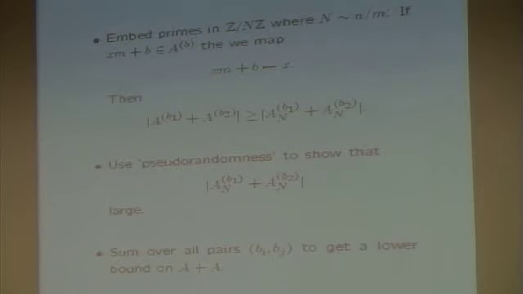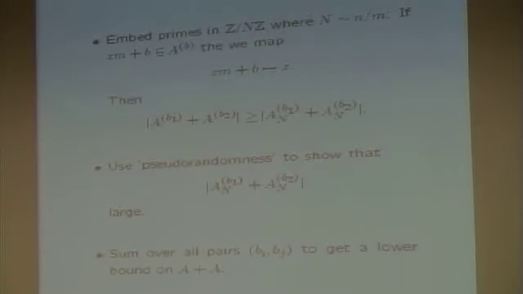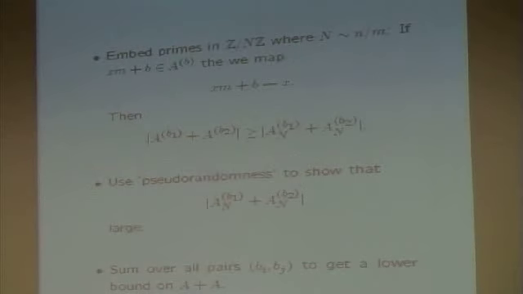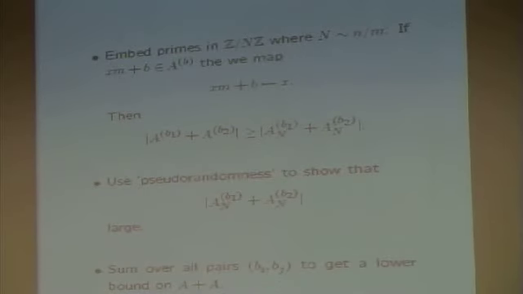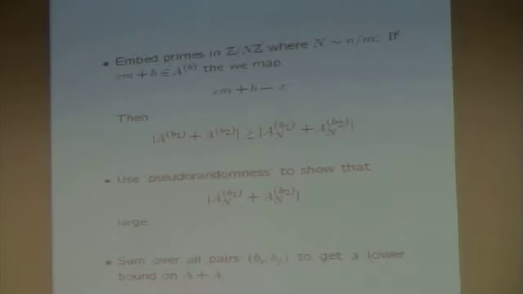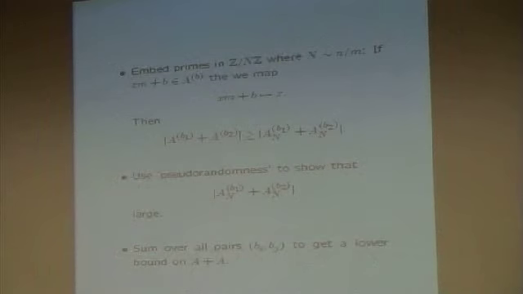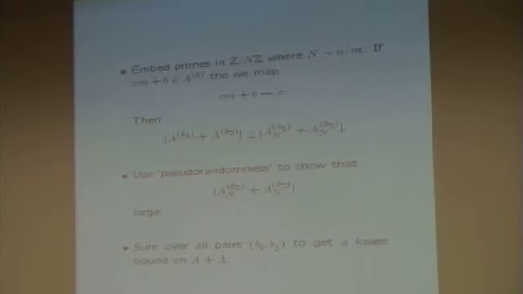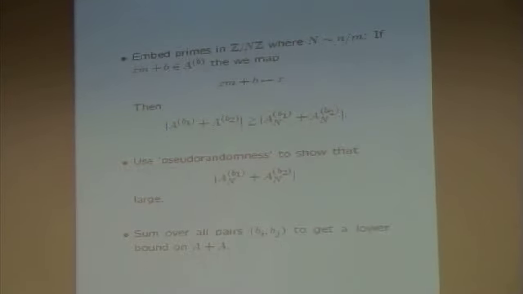Okay, the next thing we have to do is embed the primes in Z mod NZ. Capital N is going to be just about n over m. If we take any element in A^b, it's going to be of the form xm plus b, and we map that element to the element x. So x will then be less than or equal to capital N.